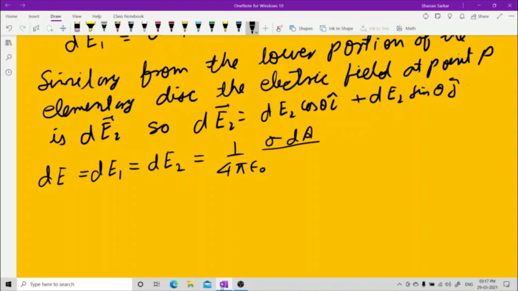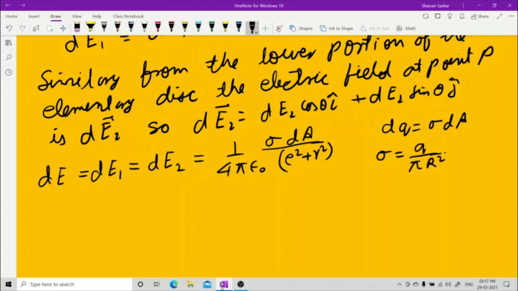Sigma dA upon rho square plus small r square. Now what is this sigma dA? dq is nothing but sigma dA, where sigma is the charge per unit area of the disk. Now what is this dA? dA can be written as rho d theta into d rho.